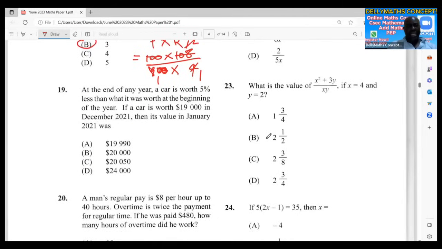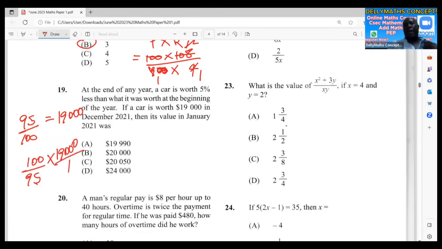19. At the end of the year, a car is worth 5% less than what it was worth. If a car is worth 19,000 in December of 2021, then in January of 2021, what was it worth? Be advised, if I have a fraction of an amount and I need the original, I can reciprocate that fraction and multiply by the amount that I got. For example, 95%, which is 95 over 100, is actually 19,000. So if I want to find that original, I reciprocate my fraction, so it becomes 100 over 95. And I multiply this by 19,000, and it's going to tell me the figure that was from the beginning. 95 into 19,000 gives 200. 100 times 200 will give me 20,000. My answer is B.